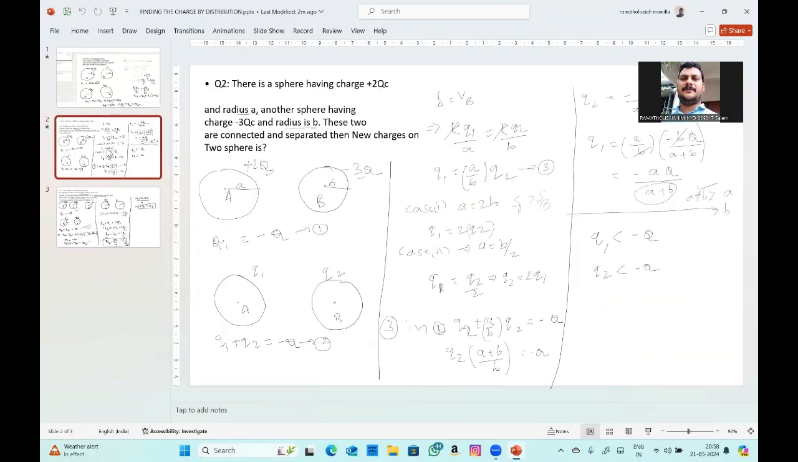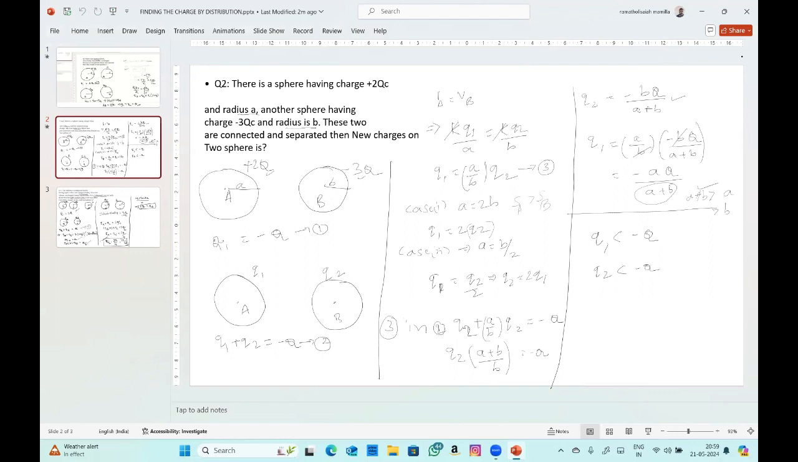So we'll get Q2 is equal to minus Q into B by A plus B here. And Q1 equal to A by B into Q2. Substitute, and you will get minus AQ by A plus B. Here A plus B is always greater than A or greater than B. So this is well known.